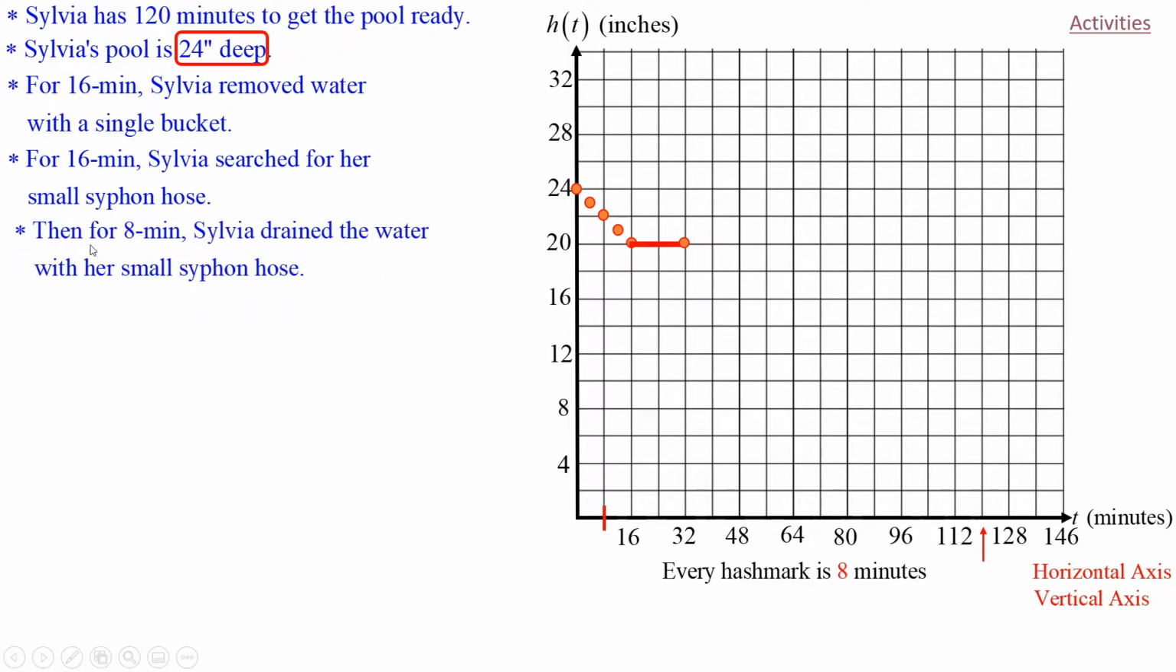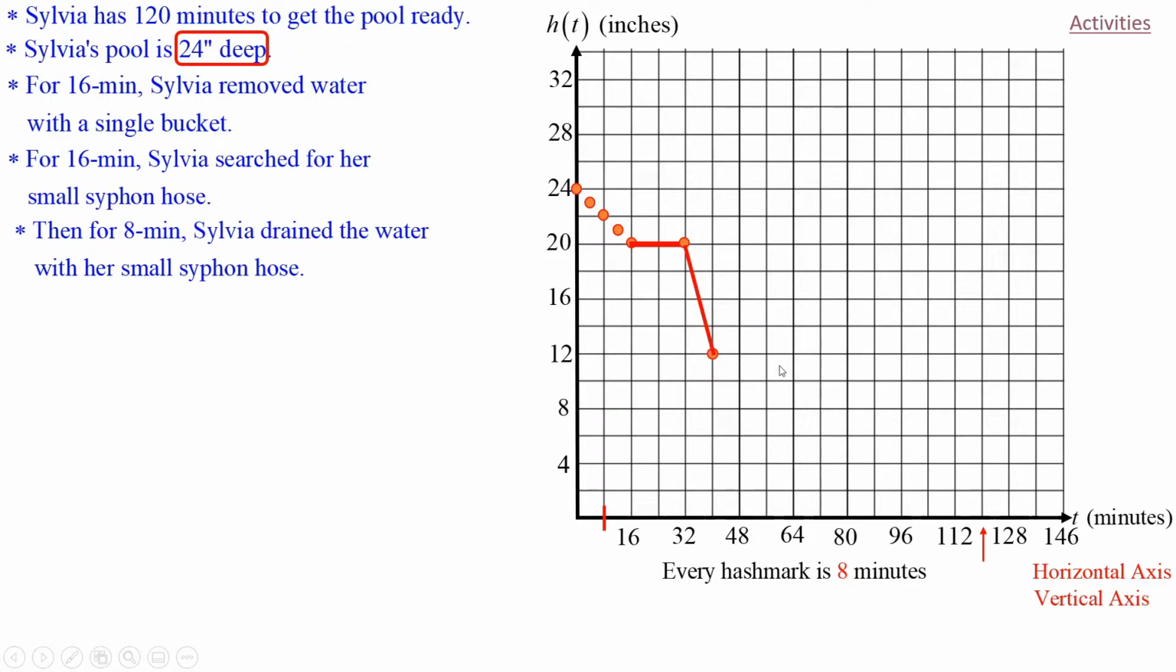and now for 8 minutes Sylvia drained the water with her small siphon hose. So this is only 8 minutes, so we're going from 32 minutes to 40 minutes right there, and it's going to drain at a constant rate. Now watch how I graph this, and here we are right there.